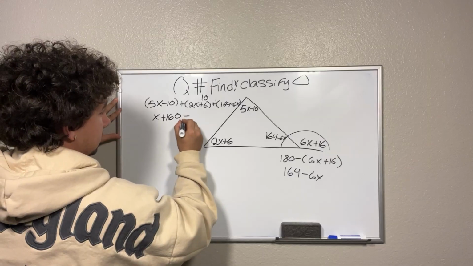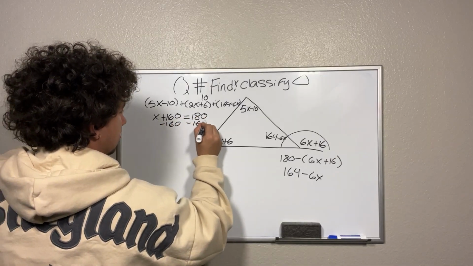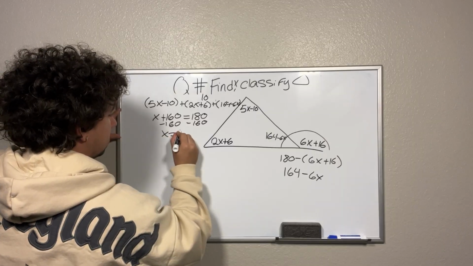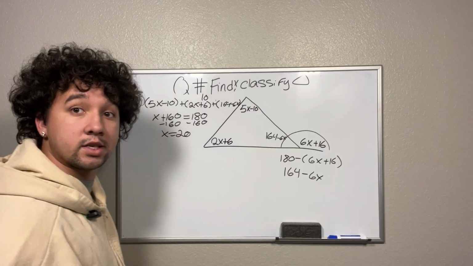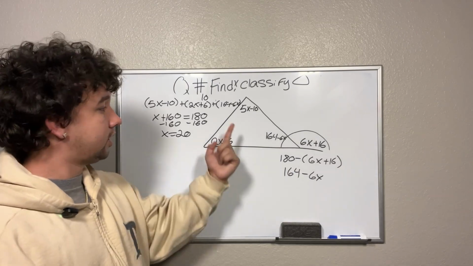So x plus 160 is equal to 180. I subtract 160 from both sides, and I get x is equal to 20. Part 1 complete. Now I have to classify the triangle. And the way that I would do it is I would plug in the x into each one of these.